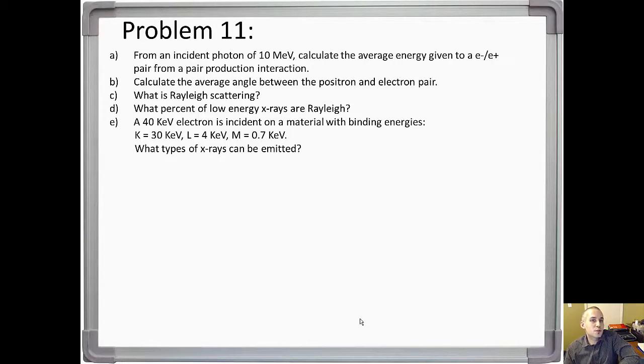So moving on to problem 11. We're going to do example calculations with those two formulas. From an incident photon of 10 MeV, calculate the average energy given to an electron-positron pair from a pair production interaction. So we have the initial photon energy, sub it into that formula. Not too difficult. We get our answer of 4.489 MeV. For B, let's calculate the average angle between the positron-electron pair.